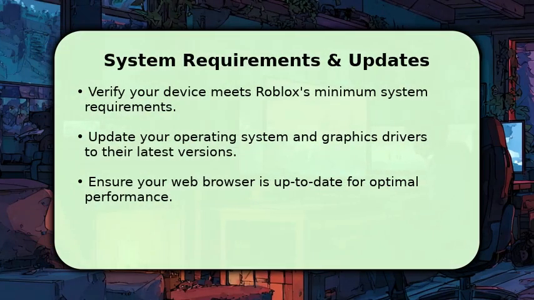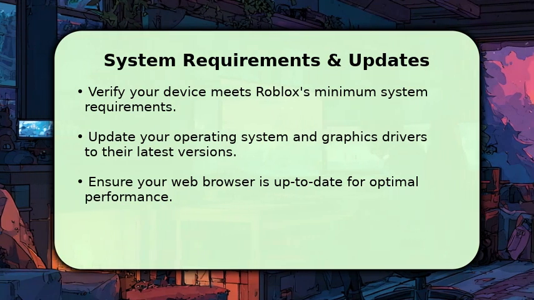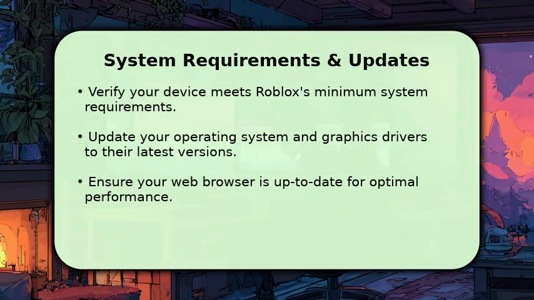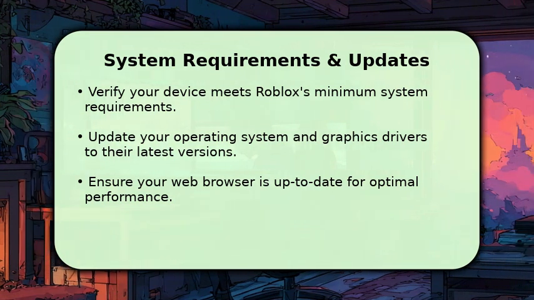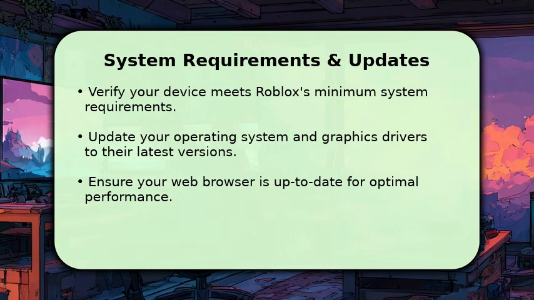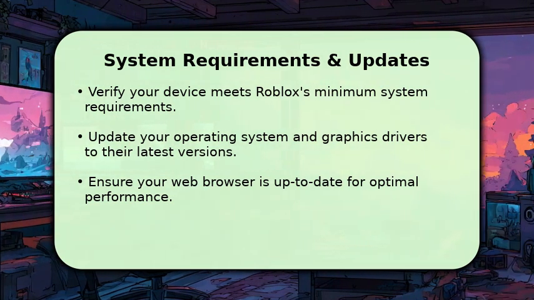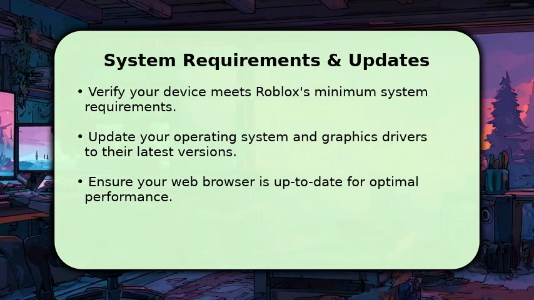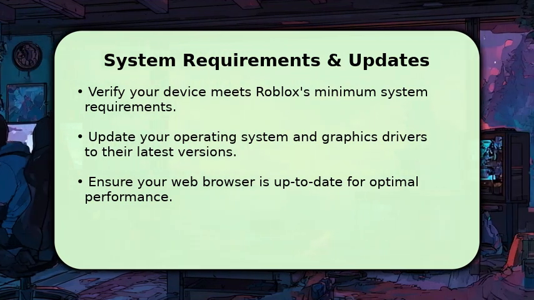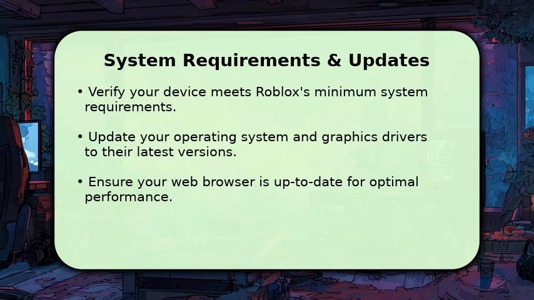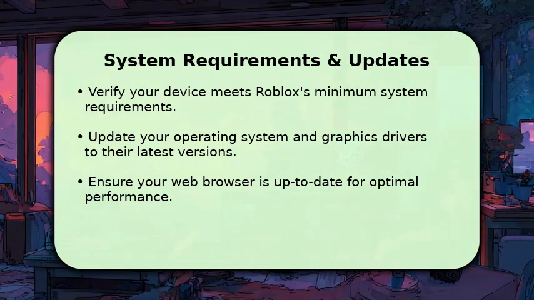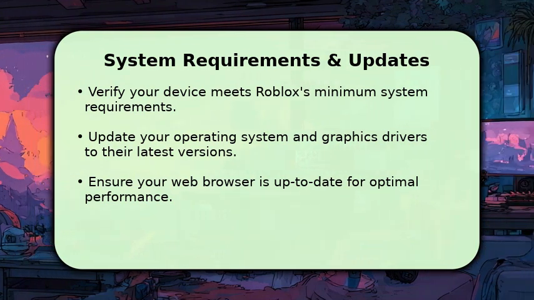To ensure Roblox runs smoothly, verify your device meets the minimum system requirements, which typically include a processor from the last 10 years and at least 1 GB of RAM. Always keep your operating system, like Windows or Mac OS, and your graphics drivers updated to their latest versions for optimal performance. Additionally, make sure your web browser, such as Chrome or Firefox, is current, as an outdated browser can sometimes cause issues with the Roblox website.